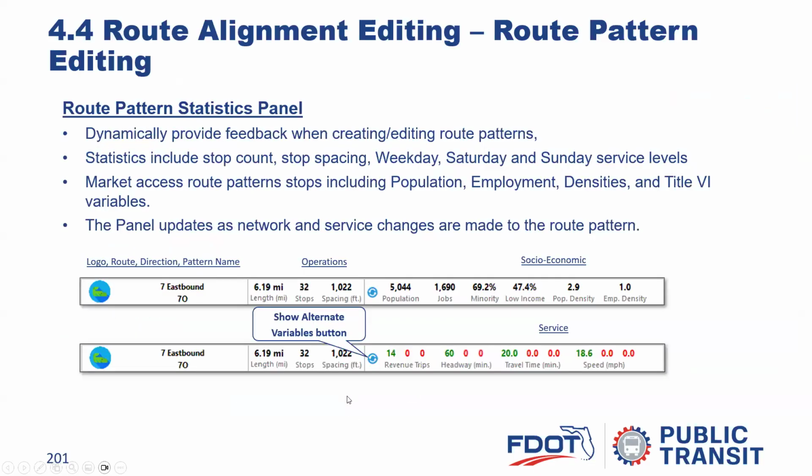So the route statistics panel, if we dig into that just a little bit, what this does is dynamically provide feedback when creating and editing route patterns. So as you're editing, whether you're adding new stops or you're defining the alignment, you're creating service, it will automatically update this toolbar, giving you the length, the number of stops, the spacing. You have a socioeconomic portion, you have a service portion. You can toggle those variables if you're running out of space on your bar. But if you have enough space, it will show all of them at once. And these will automatically update as you're changing your service.